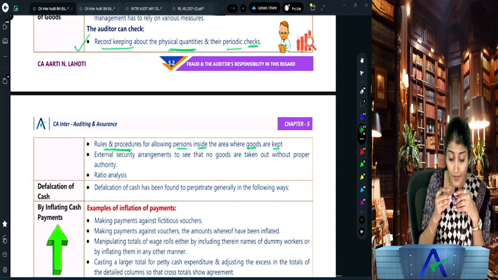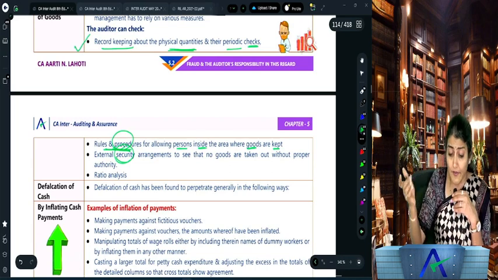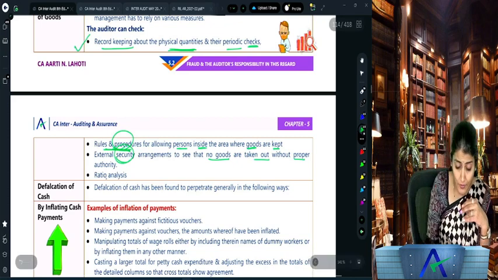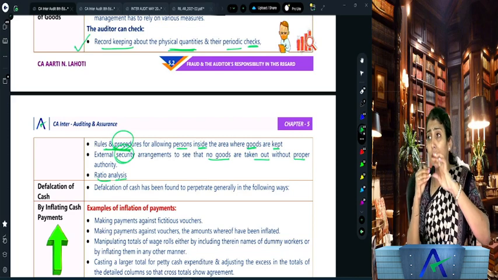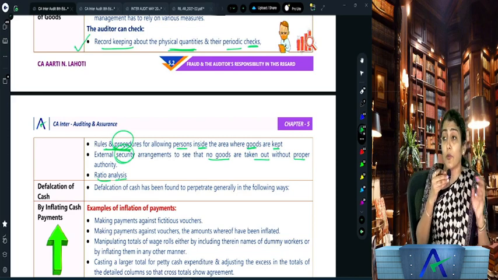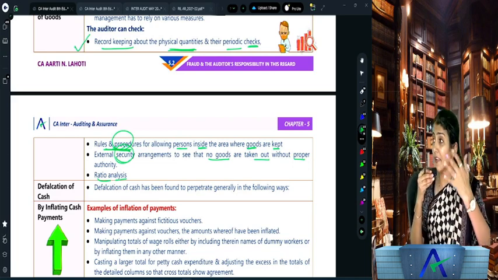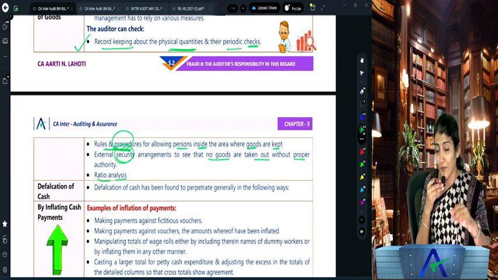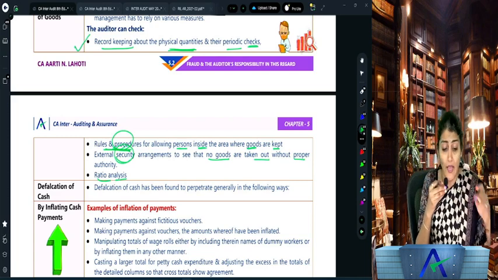Then what does it say? There should also be policies and procedures, and security arrangements to see that goods are not taken without proper authorization. And what you can also do is ratio analysis. You calculate the inventory turnover ratio and you find that it has substantially fallen. It might indicate what? That the inventory of the company has been misappropriated.